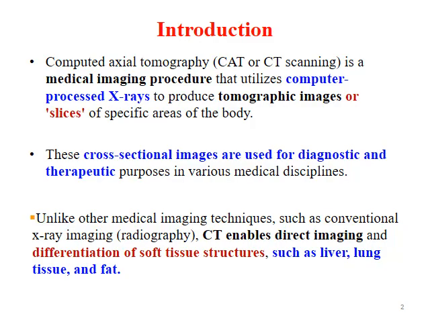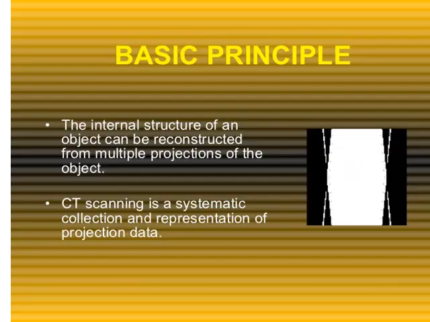Next, we are going to study computed tomography. Computed tomography is otherwise called CT. It is a medical imaging procedure that utilizes computer-processed X-rays to produce tomographic images or slices of specific areas of the body. They are used for diagnostic and therapeutic purposes, and it enables direct imaging and differentiation of soft tissue structures such as liver, lung tissue and fat.